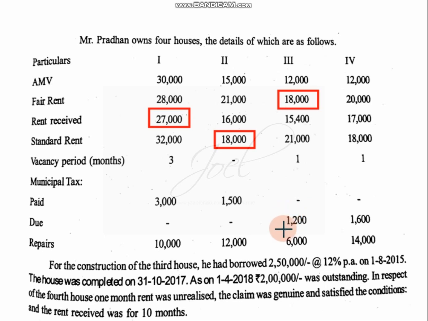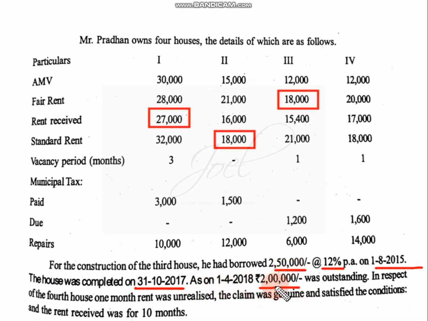From annual value, there are two deductions. One is 30% standard deduction, one more is interest on loan. So there is one interest on housing loan in this particular house. If you can see here, for the construction of the third house, he borrowed 2,50,000 at 12% per annum. It was borrowed on 1/8/2015. Work was completed on 31st/10/2017. So I have to calculate, so that amount is still pending, it is outstanding.